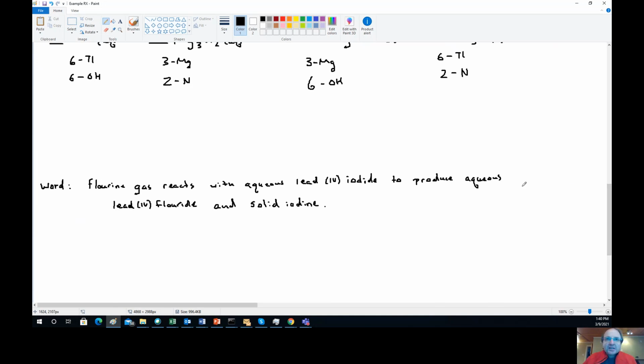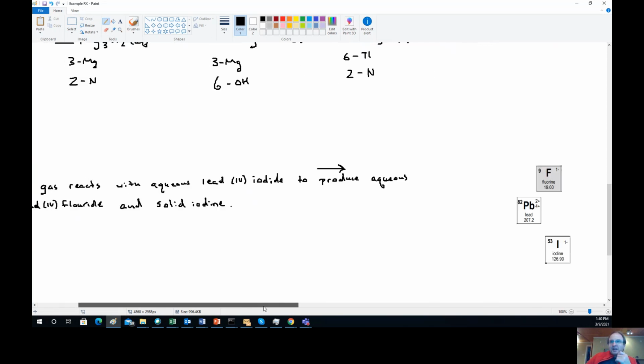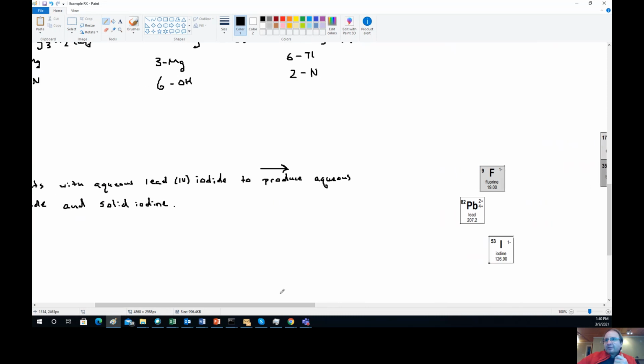Fluorine gas reacts with aqueous lead(IV) iodide to produce, right? There's the chemical reaction arrow, produce aqueous lead(IV) fluoride and solid iodine. Oh, looks like some things are kind of replacing. Basically, the fluorine's going to kind of kick out the iodine, it looks like, because those are two nonmetals. They can kind of swap places. Let me grab fluorine, iodine. Again, you find these on your periodic table.